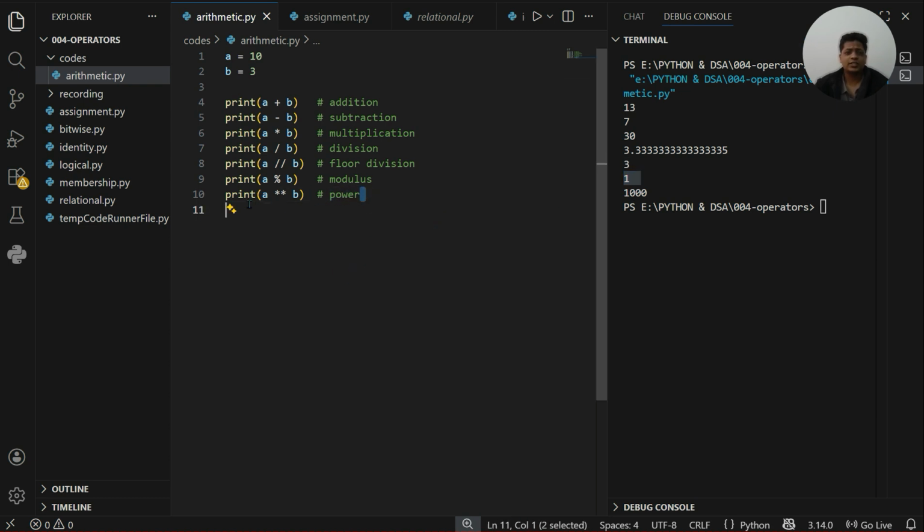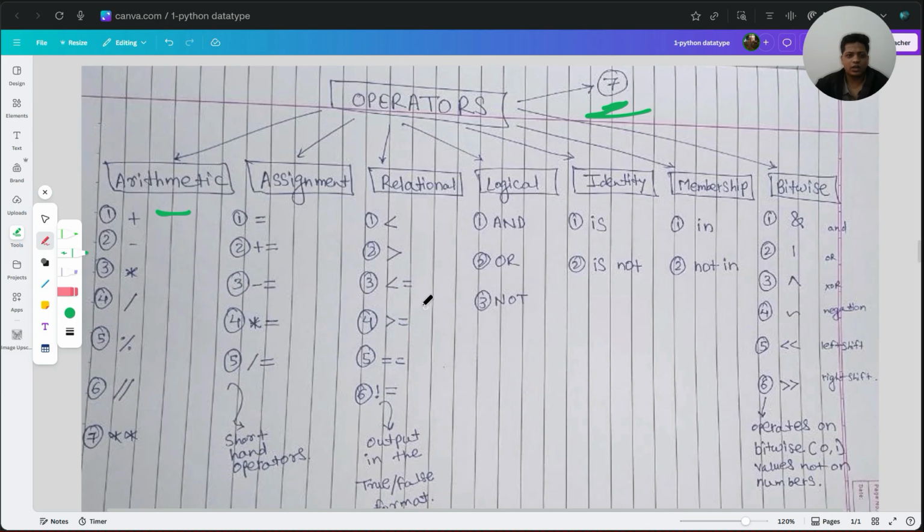Now here you can see A star star B means power. A is 10, B is 3, 10 to the power 3 is 1000. In this way the arithmetic operators work in Python. So these are the basic things. We have been using all of them. Just the double division, star star and modulus can be a little bit tricky.